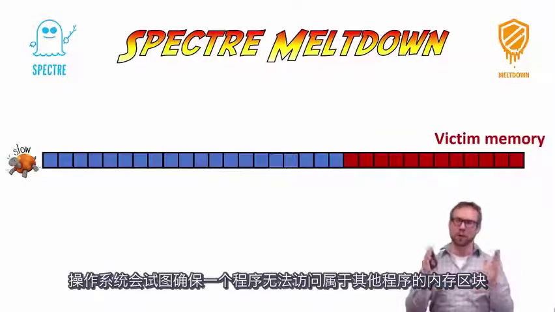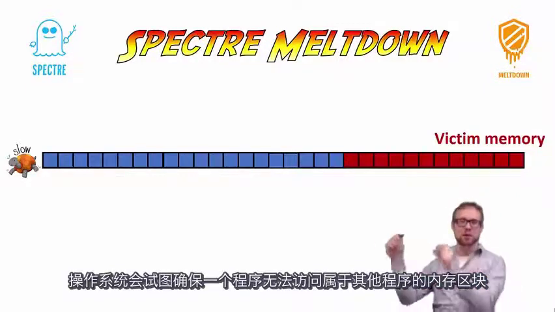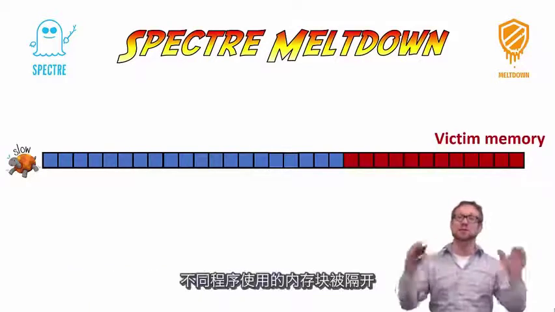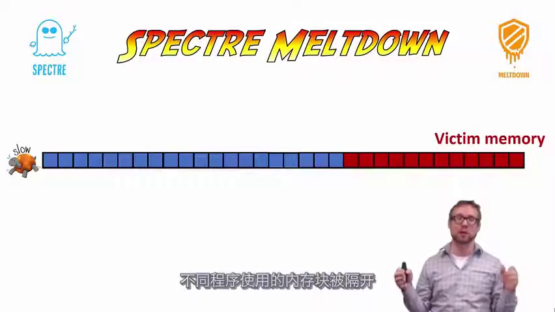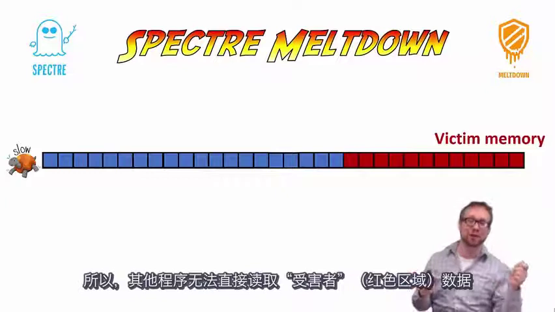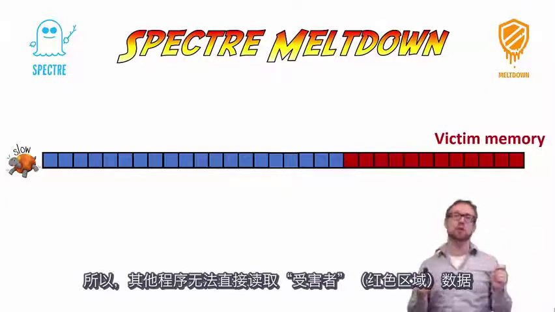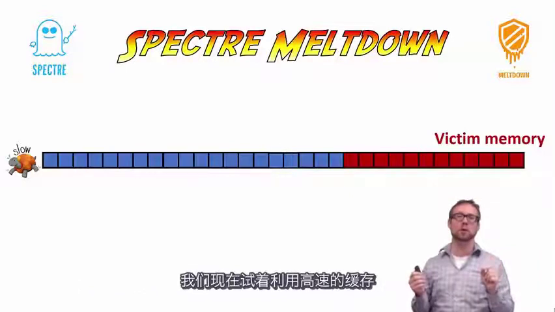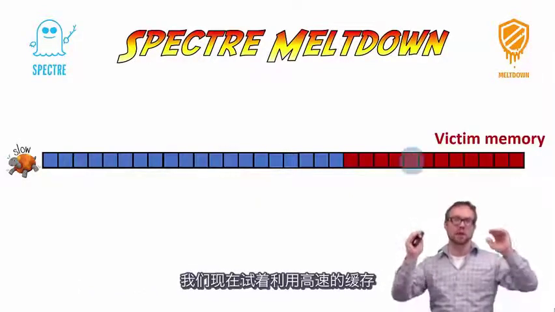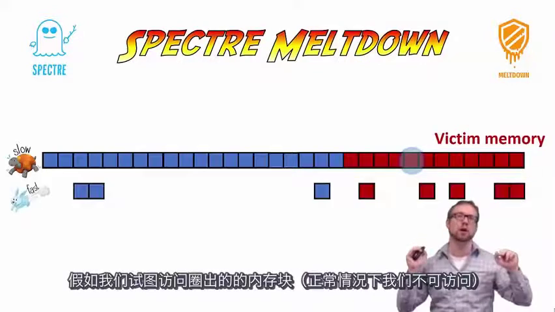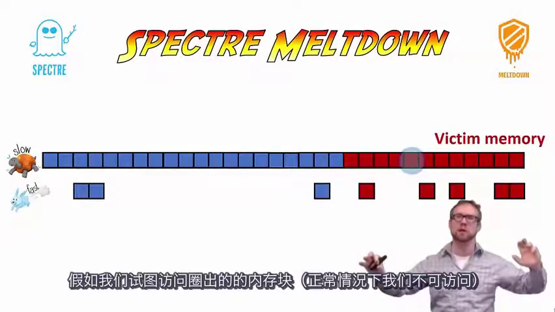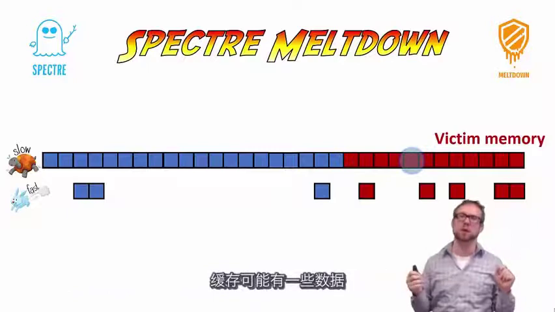And normally, what an operating system tries to do is to make sure that your program, including your JavaScript in a browser, cannot access somebody else's memory. There's isolation between processes. So therefore, it would be an illegal operation to try to read from the red memory, the memory on the right. What we're going to do instead is to exploit the fact that there's also the fast cache going on. Suppose we want to read this blue dot over here. There's a fast cache here in front that has copies of some things in memory.